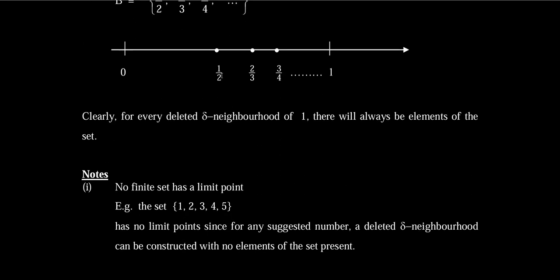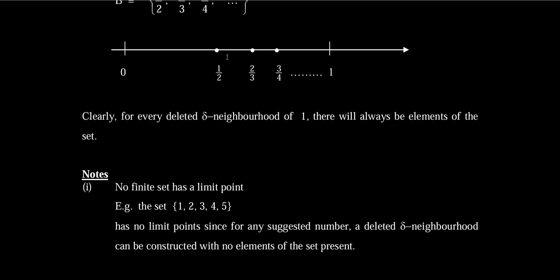So here the statement goes, it says, no finite set has a limit point. Why? Example, this set 1, 2, 3, 4, 5 has no limit point for any suggested number. A deleted neighborhood can be constructed with no element of the set present, right? So now one thing you have to take note about limit point is we are mainly talking about existence, right?